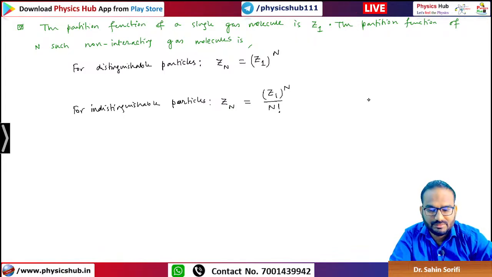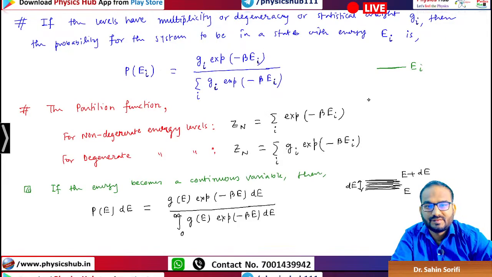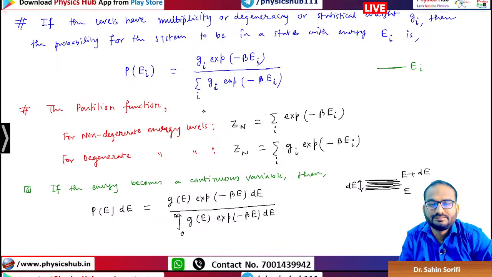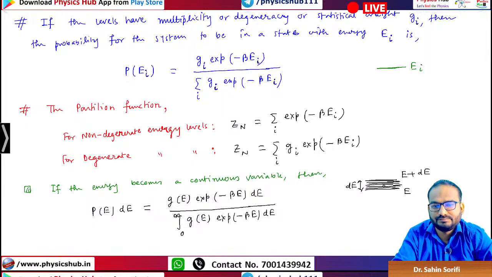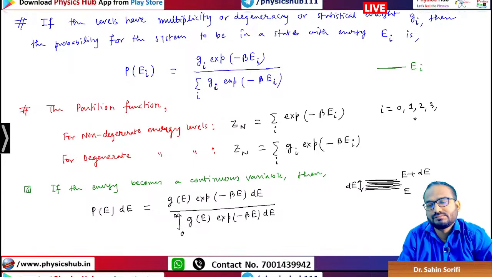i is equal to 0, 1, 2. Yes, i will start from 0. The way we treat a quantum mechanical system, i starts from 0, 1, 2, so this takes discrete values.